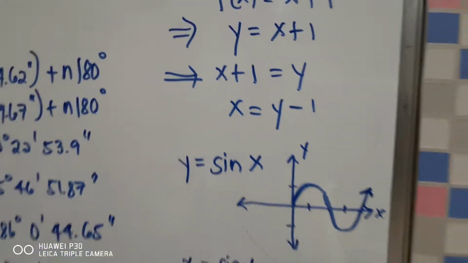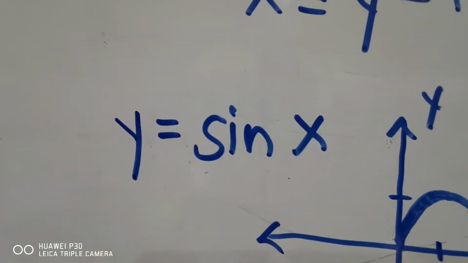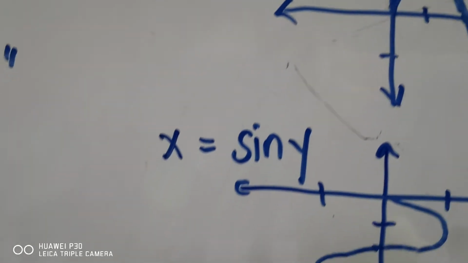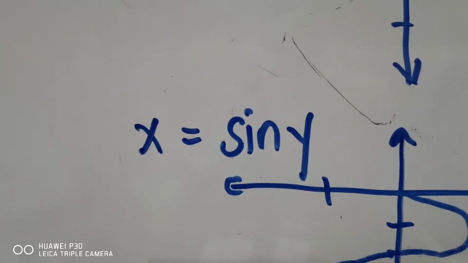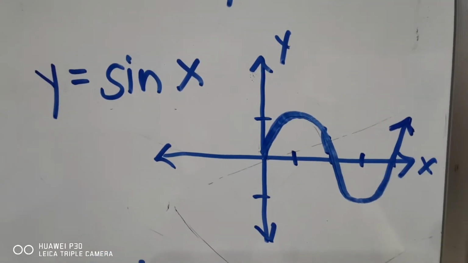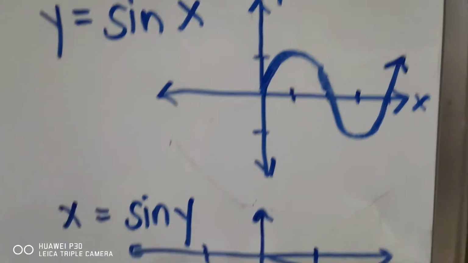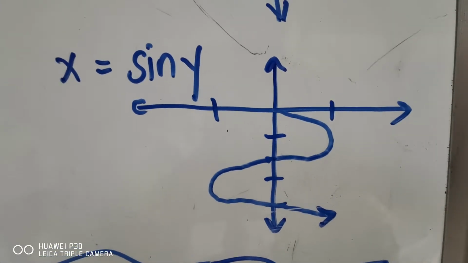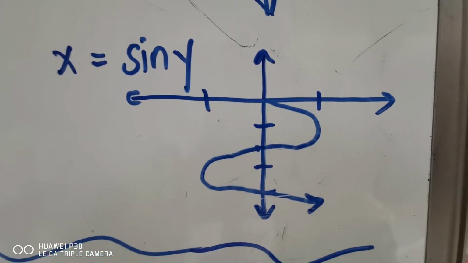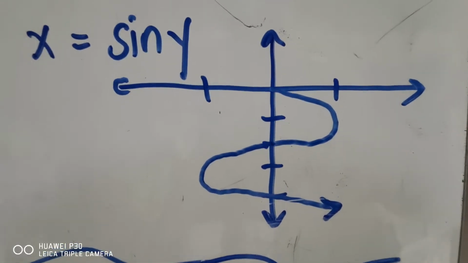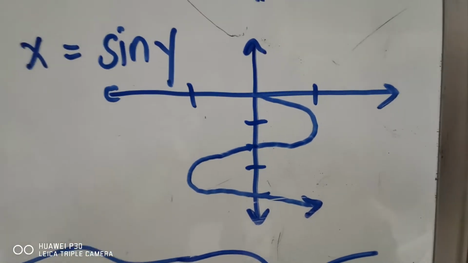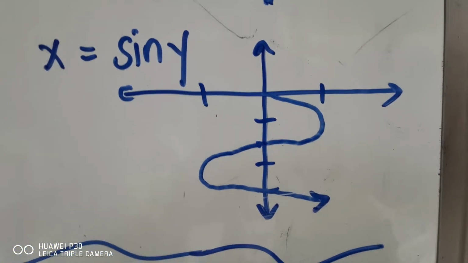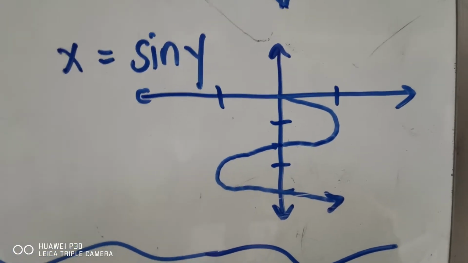So how do we get the inverse function of the trigonometric function sine? So y equals sine x. Now, the inverse is x equals sine y. So if we have this graph, of course, we simply rotate the graph. And as you can see, this becomes a graph of x equals sine y. Now, if you imaginarily draw a red line, vertical line, you will see that that line will cross the curve at more than one point.